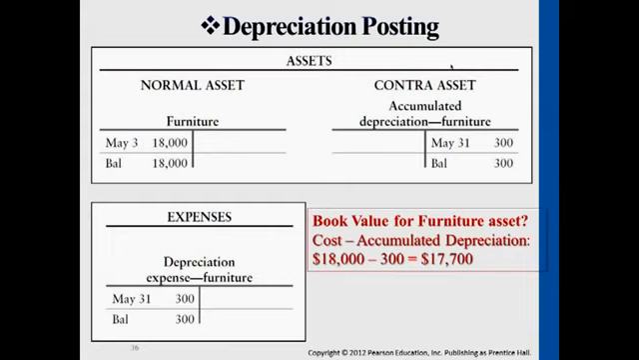Okay, so if a question gives you 3 T accounts and asks you what is the current book value for the asset, think about the current value of the asset. That would be the original $18,000 minus the value that you see under accumulated depreciation, $300. So the current value of the asset, after using it for a month, you can measure as $17,700.